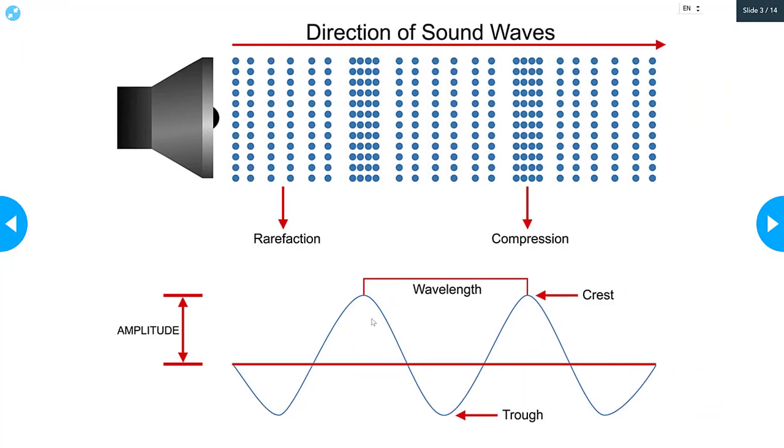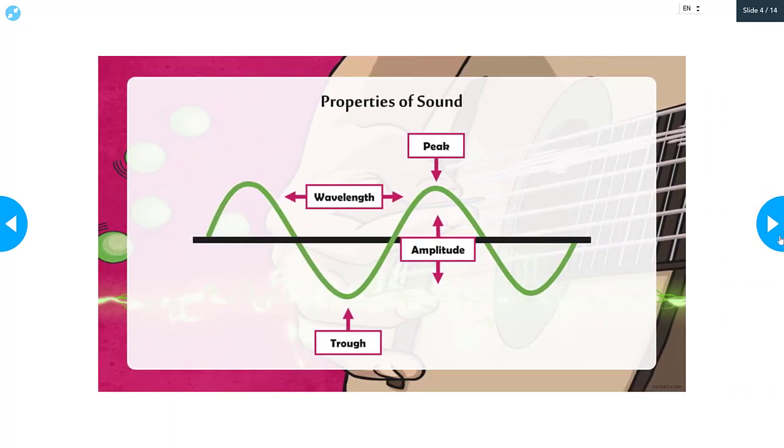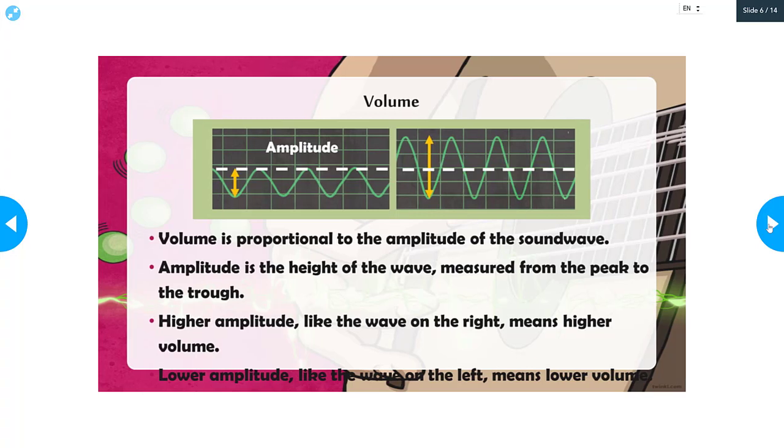Again, this graph represents sound waves and the different parts. This one is the crest, this one is the trough, the wavelength, and the amplitude. Again, the different characteristics of a sound wave. Volume is proportional to the amplitude of the sound wave, and amplitude is the height of the wave. It's measured from the peak to the trough. The higher amplitude, like the wave on the right, means higher volume, and the lower amplitude, like the wave on the left, means lower volume.